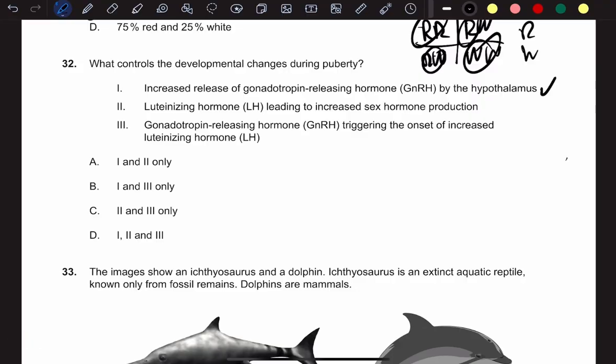Now, luteinizing hormone, we know its role in puberty. It does lead to increased sex hormone production. That's its role. Yeah, and for 3, we have GnRH triggering the onset of increased luteinizing hormone. Again, this is one of the roles of GnRH, right? It is a gonadotropin releasing hormone, and it does increase the onset of luteinizing hormone, which then leads to more sex hormone production, which thus fulfills its role as a gonadotropin releasing hormone. Yeah, you kind of get it. So there we go. So the answer is D.